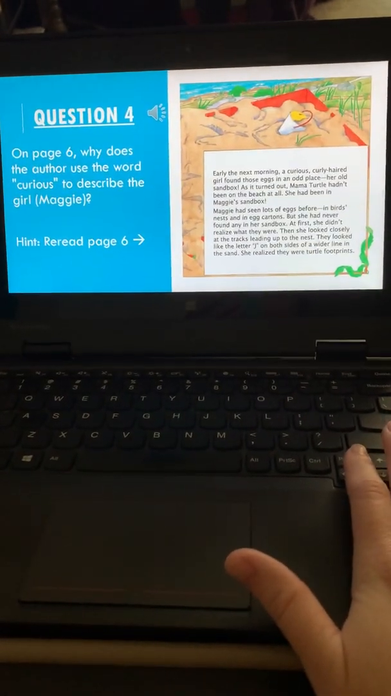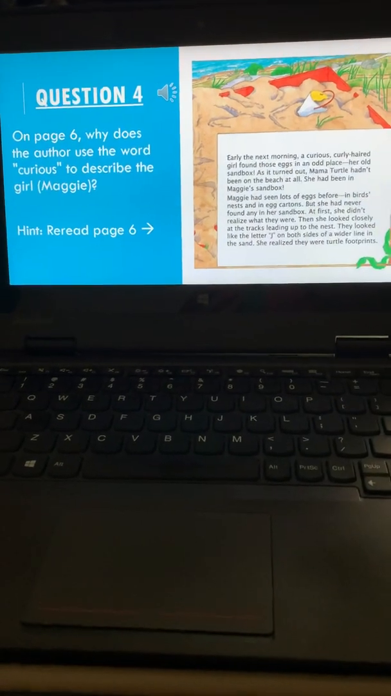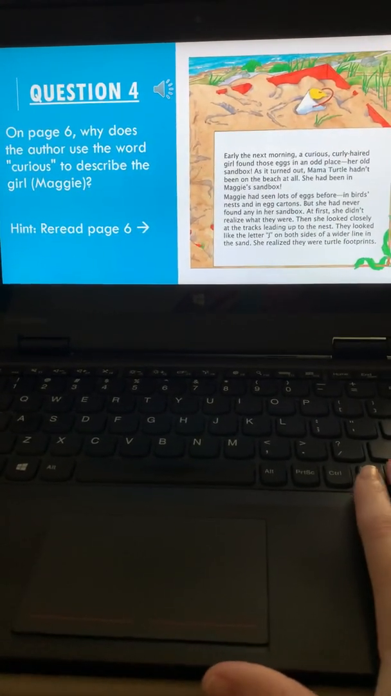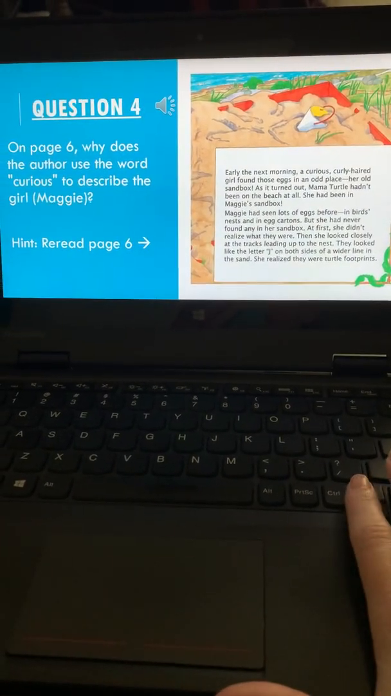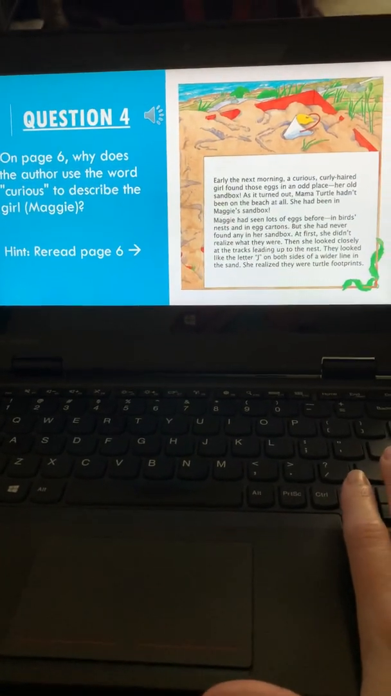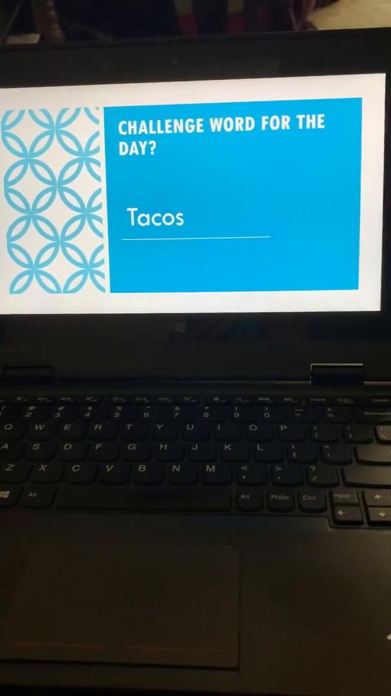Question 4, on page 6, there's page 6. Why does the author use the word curious to describe the girl Maggie? If it was me, I would be rereading that page right there to figure that out. What makes her curious? And then your challenge word for today is tacos.